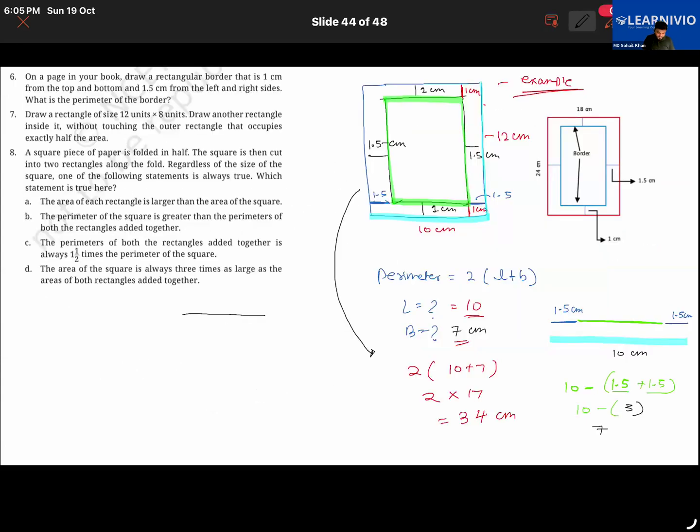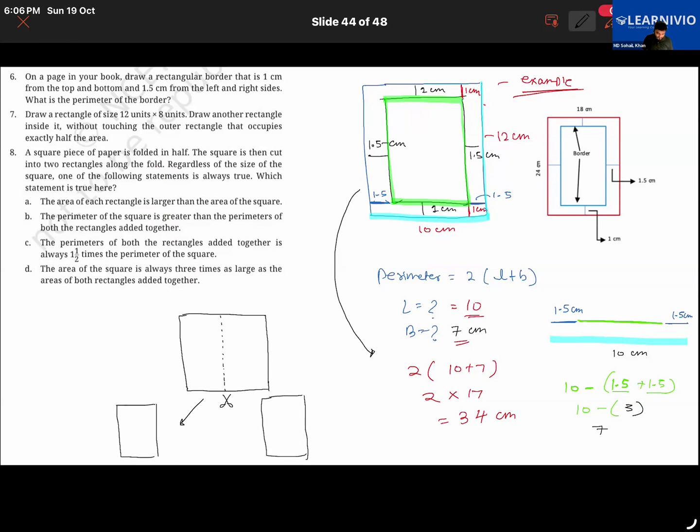Suppose there's this square piece of paper. What is the question saying? To fold it in half. So suppose from here we are going to fold it in half, like that. The square is then cut into two rectangles along the fold. So along this, it is going to be cut into two rectangles like that. So we have got one rectangle here, and we have another rectangle like that.